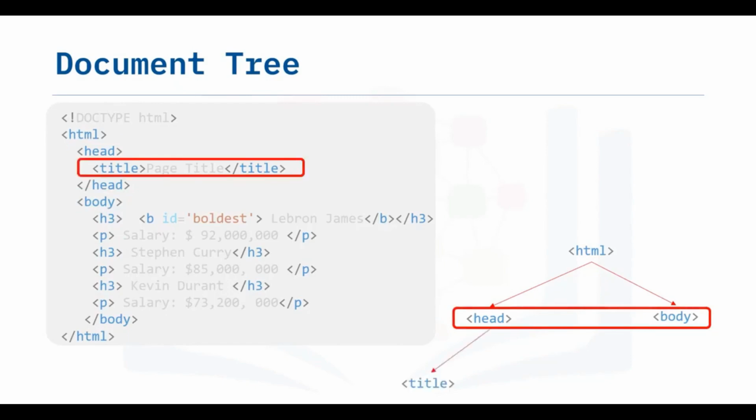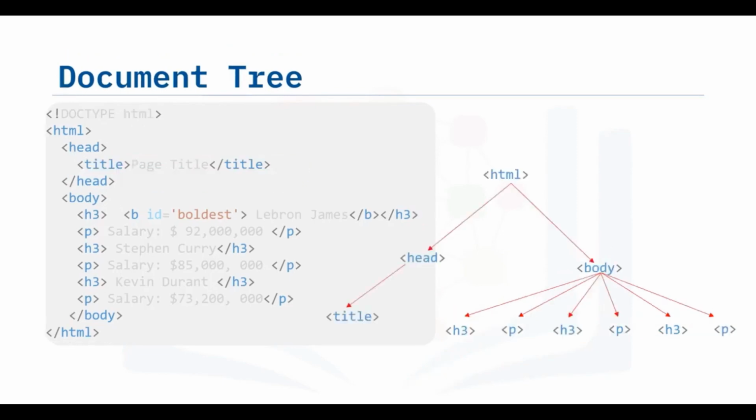Title tag is the child of the head tag, and its parent is the head tag. The title tag is a descendant of the HTML tag, but not its child. The heading and paragraph tags are the children of the body tag, and as they are all children of the body tag, they are siblings of each other. The bold tag is a child of the heading tag. The content of the tag is also part of the tree, but this can get unwieldy to draw.